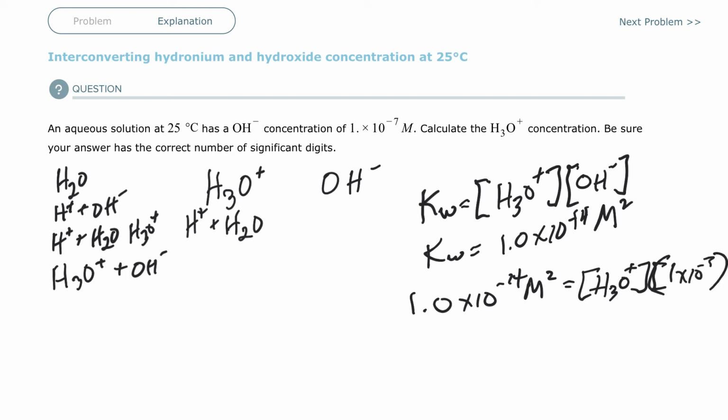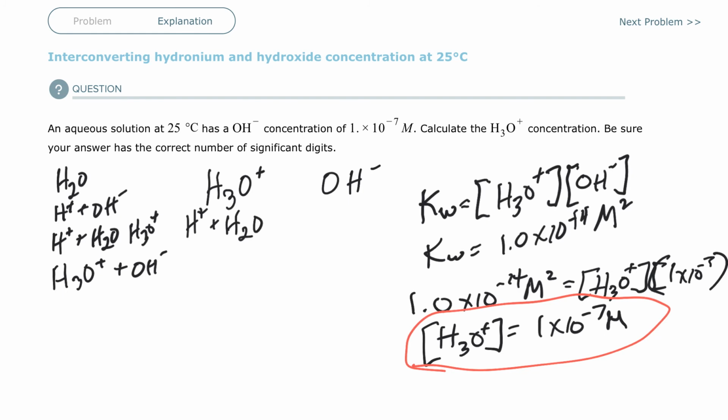So you're simply going to divide 1 times 10 to the minus 7 into 1.0 times 10 to the minus 14. And since you only have one significant digit there, your answer has to be in one significant digit. So the hydronium ion concentration is equal to 1 times 10 to the minus 7 molar. So divide whatever you're given into the water constant, which is 1.0 times 10 to the negative 14, and you'll get the other answer.